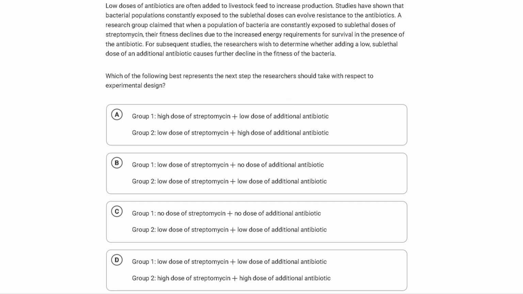So what's the most important? Again, always underline stuff, right? What are the most important things? Right here, they claimed constantly exposed to sublethal doses of streptomycin. Researchers wish to determine whether adding another low sublethal dose further declines the fitness. Which of the following best represents the next step? This is basically scientific design, right? So go ahead and pause. And hopefully we're thinking low doses, right? So anything that's at high dose would be bad. No dose wouldn't work, so the answer is B.